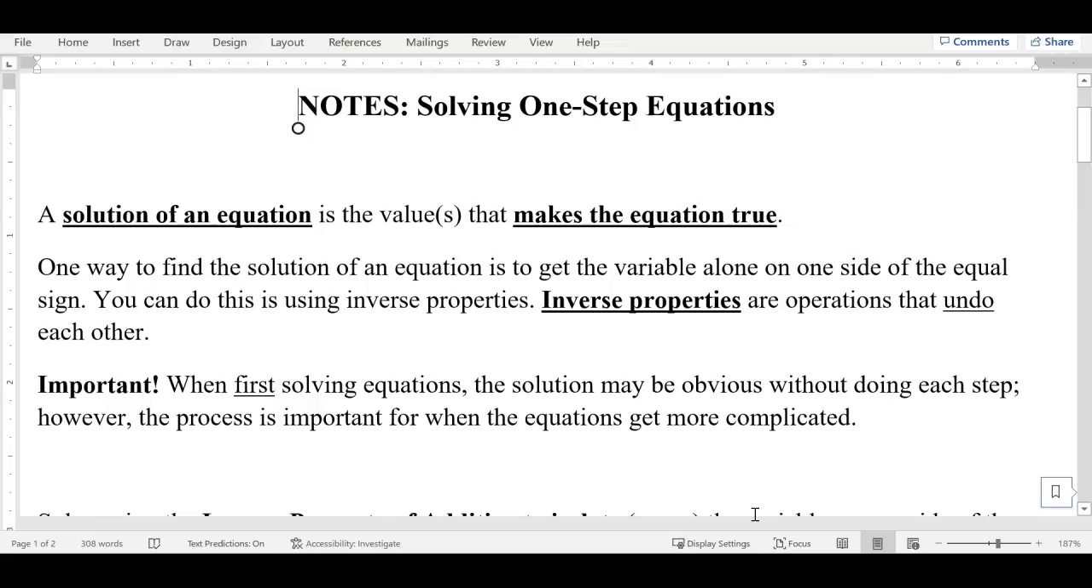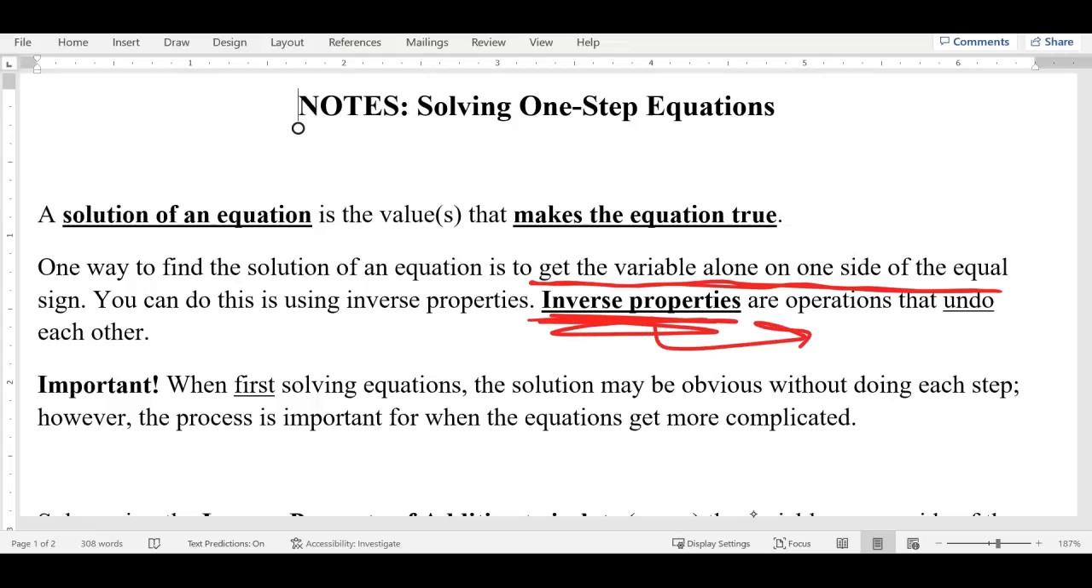So an equation has an equal sign, and the solution makes it true, okay? Now, there's one way to find the solution of an equation, and it's to get the variable alone on one side of the equal sign. Can you underline that for me? Get the variable alone on one side of the equal sign. You're going to spend algebra, geometry, algebra 2 trying to do that. This will never go away. You can do this using inverse properties. Go ahead and underline that. Inverse properties. It's a fancy way of saying opposites.